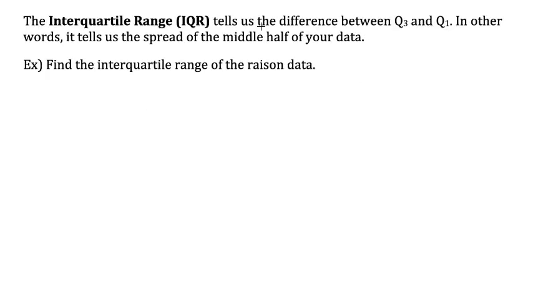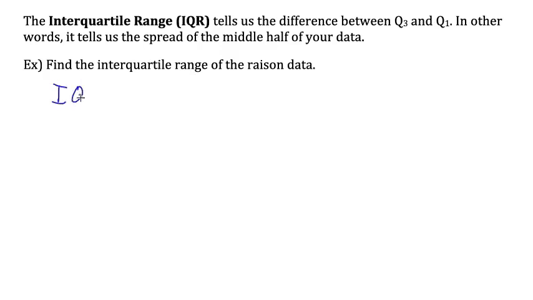Now, another way to measure spread, or how spread out the data is, is called the interquartile range, often called the IQR. It tells us the difference between the third quartile and the first quartile. In other words, it tells us the spread of the middle half of the data. So let's find the interquartile range of the raisin data.